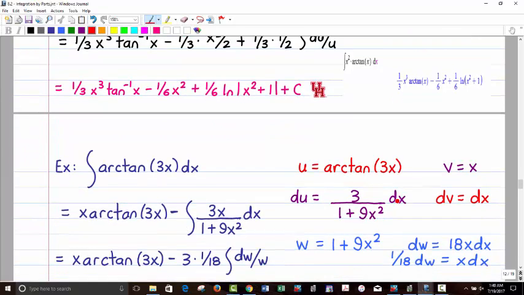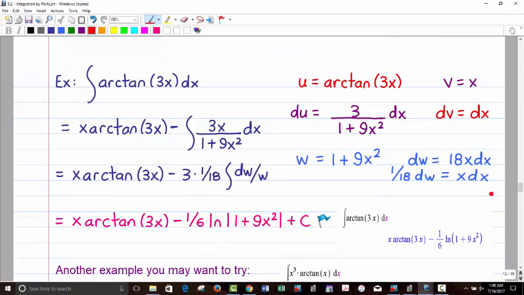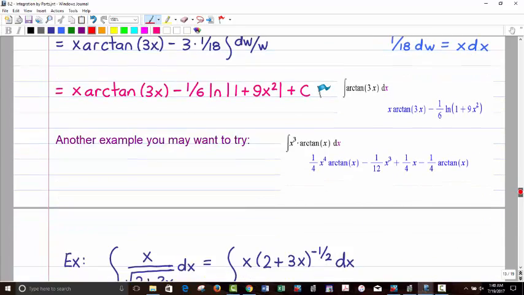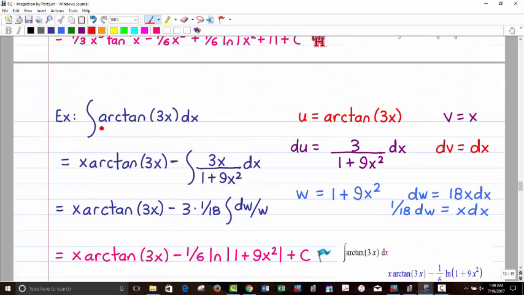Okay, here's one, just arctan by itself. This one actually will be a little easier. I probably should have started with this one, but that didn't hurt anything. This one won't be division. So there's your u and your dv. U is arctan, dv is dx. Antiderivative of dx is x. Derivative of arctan will be the derivative of 3x, which is 3 over 1 plus 3x all squared. So it's not 3x squared here because you're squaring the 3 also, so it's 9x squared.